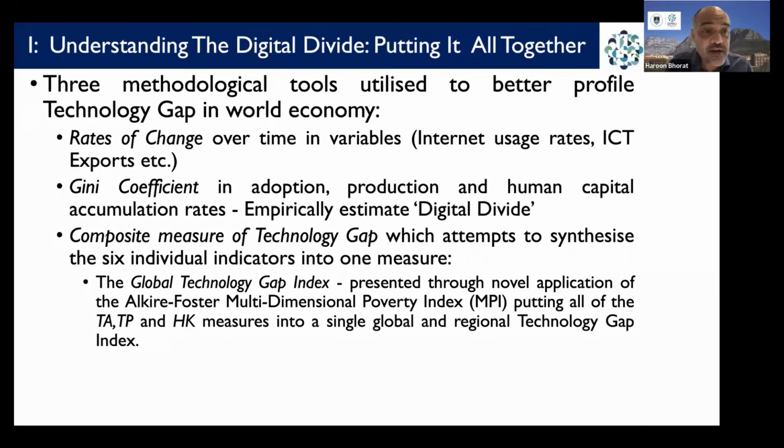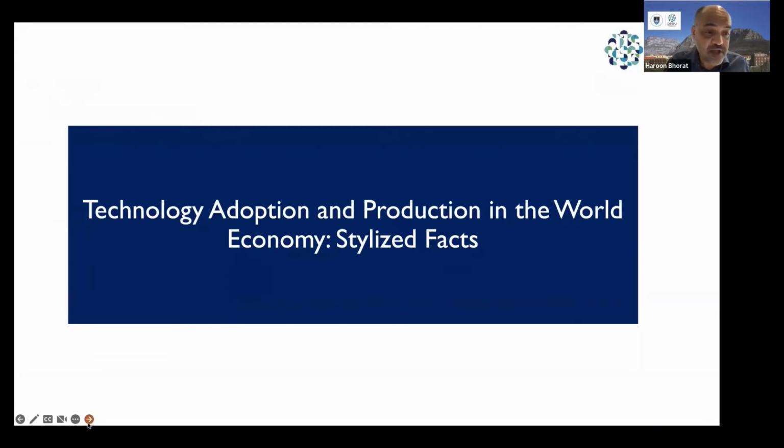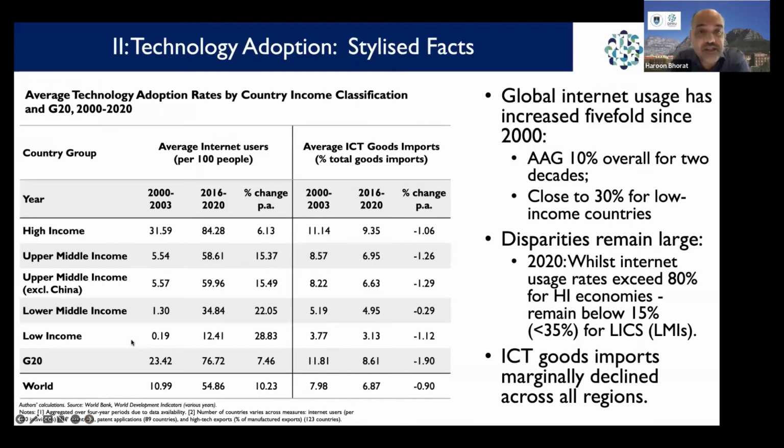I then combine all of these rates of change and Gini coefficients into this composite measure of the technology gap. I'm really not going to take you through the maths of it, but I come up with a global technology gap index. That's a really important measure of how, in the synthetic measure, technology gaps have changed in the world economy over time. Okay, enough of the background. What does the data show?